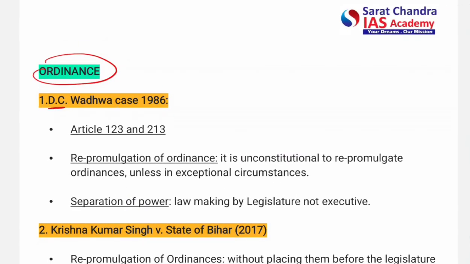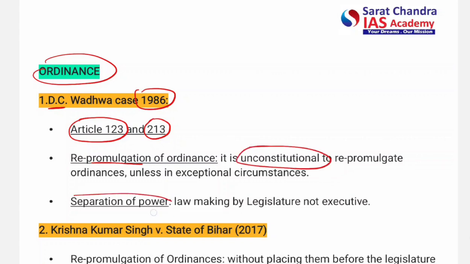The first case is the DC Wadhwa case of 1986. In this case, Supreme Court interpreted Article 123 and Article 213, which give the ordinance making power to the executive, the president and the governor respectively. Supreme Court said that repromulgation of an ordinance, which means the ordinance is reintroduced without any amendment after its expiry, when done again and again, is unconstitutional. Why unconstitutional? Because it violates the separation of power.